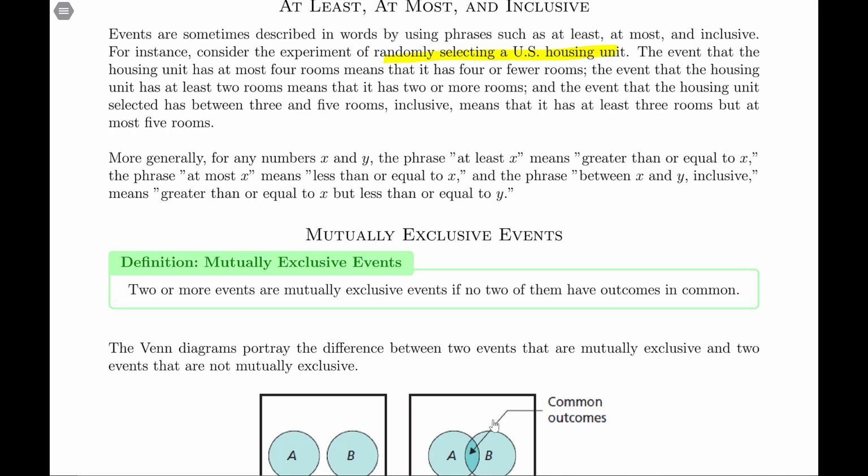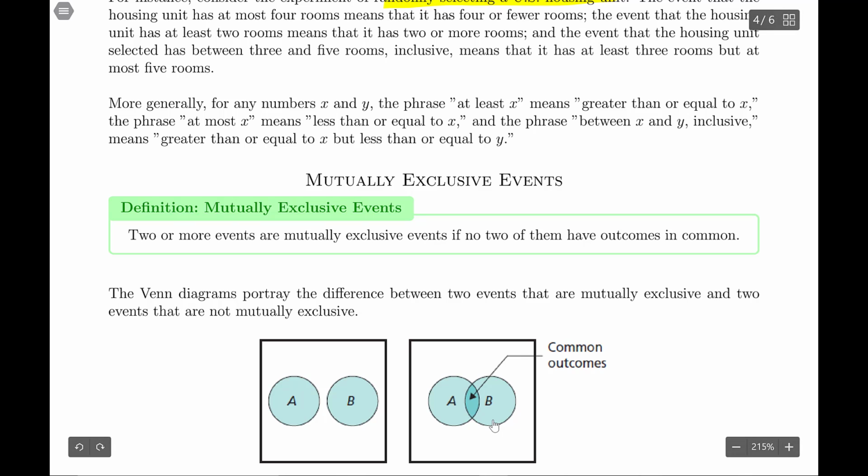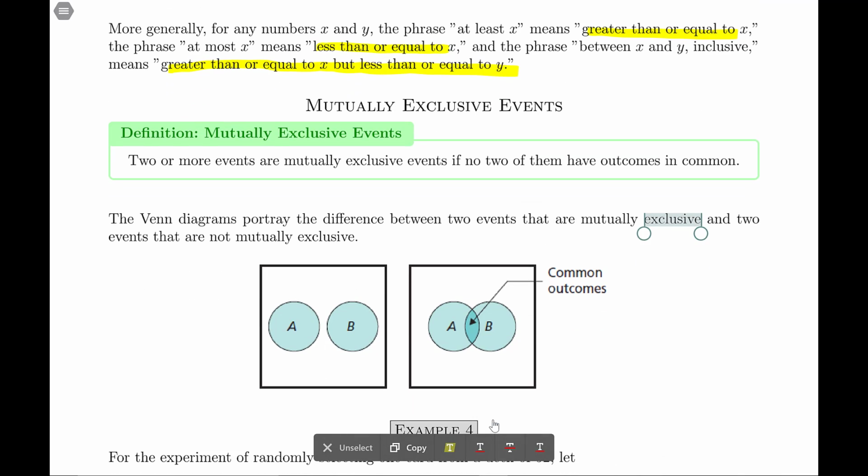So you just have to get used to those phrases. And you've seen these before in just some of your more regular math classes. If you talk about at least X, it just simply means greater than or equal to X. The phrase at most is less than or equal to. The phrase between X and Y inclusive means greater than or equal to X, but less than or equal to Y. So we're using the same mathematical symbols. We're introducing some terminology for statistics, though, that can be represented by those symbols.